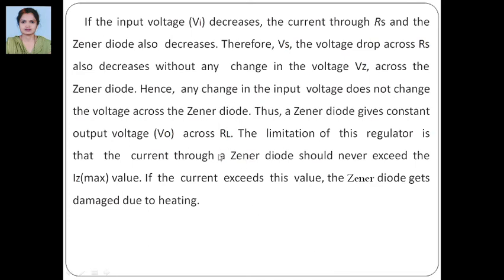This is also represented here: if the input voltage decreases, the current through Rs and Zener also decreases. Therefore Vs, the voltage drop across Rs, also decreases without any change in the voltage Vz. Hence any change in the input voltage does not change the voltage across the Zener. Thus the Zener gives a constant voltage V0 across the load.